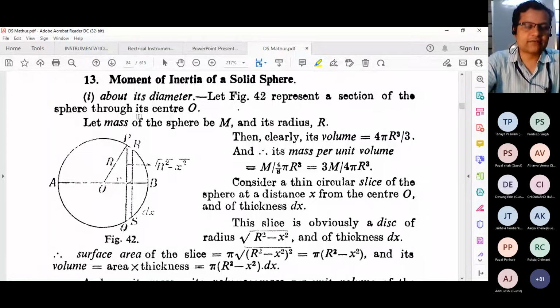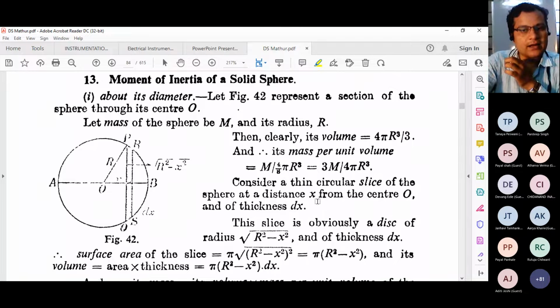So we need to consider the section of that particular solid sphere, and it has a mass capital M and radius r. So can we write its volume as 4 by 3 pi r cube, and its mass per unit volume as mass divided by 4 by 3 pi r cube. So 3m divided by 4 pi r cube will be its mass per unit volume.